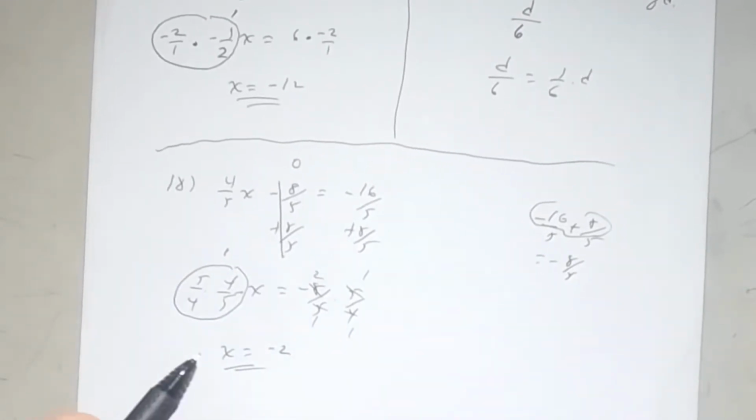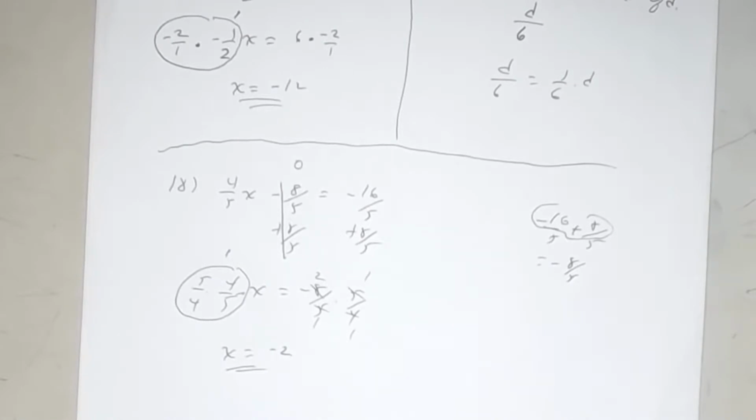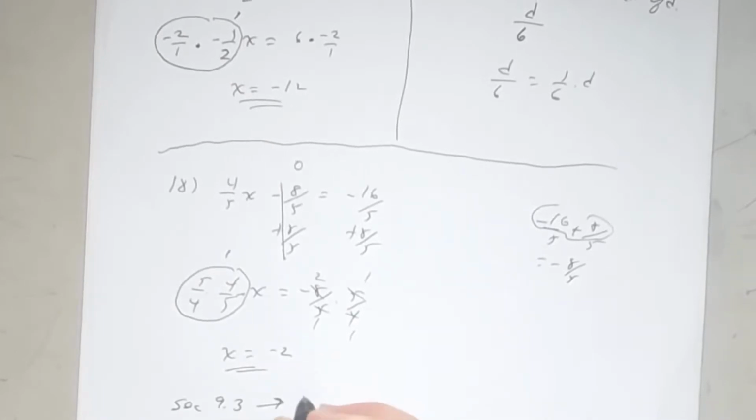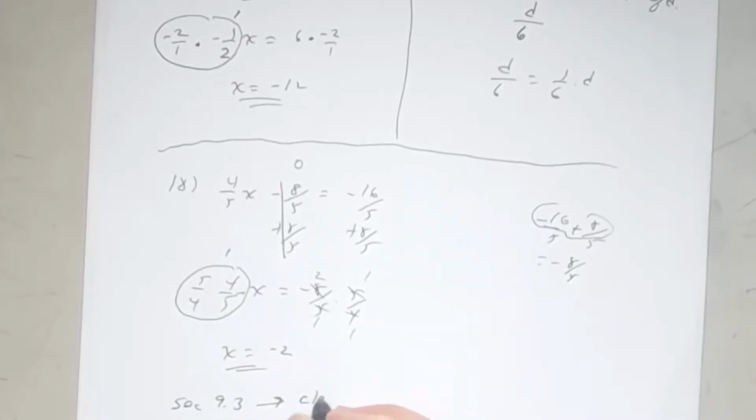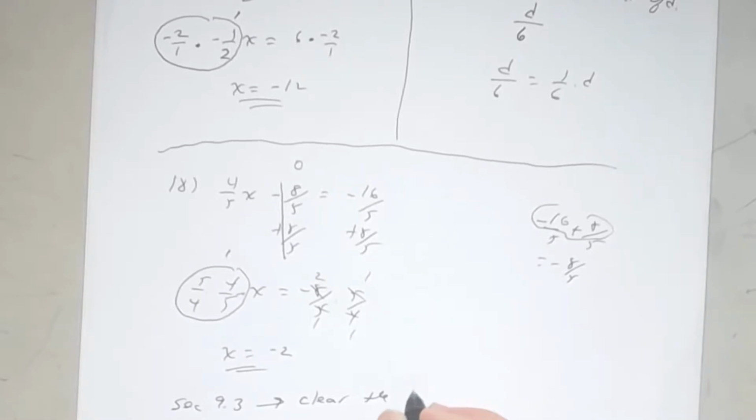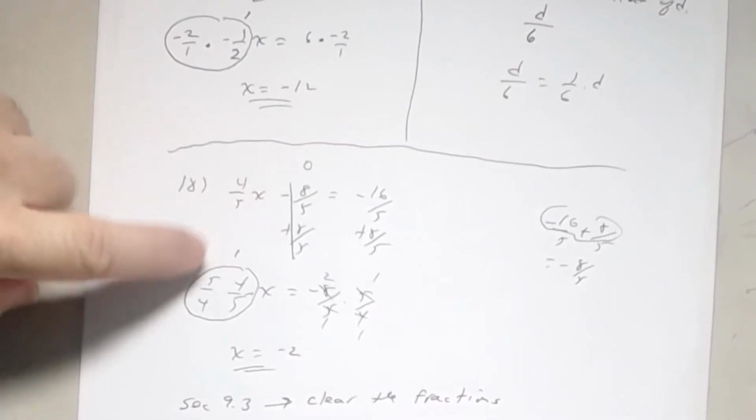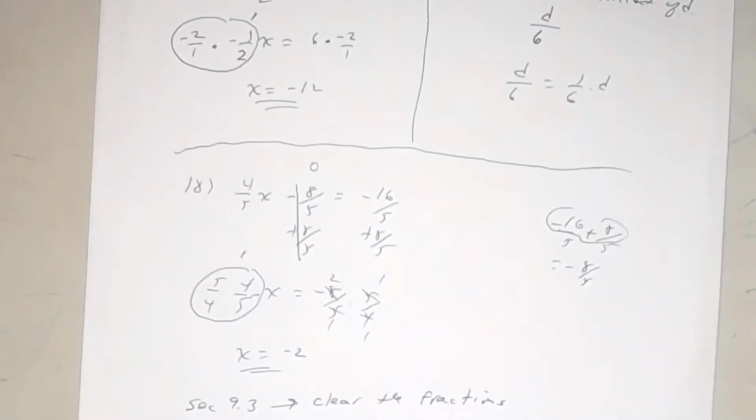But let's talk about the idea of clearing the fractions. So in this lesson, in section 9.3, when you have fractions, they want you to clear the fractions. So there may be some directions that say clear the fractions. You have to show that you're clearing the fractions and not what we just did. What we just did is not clearing the fractions. So let me show you what clearing the fractions means.